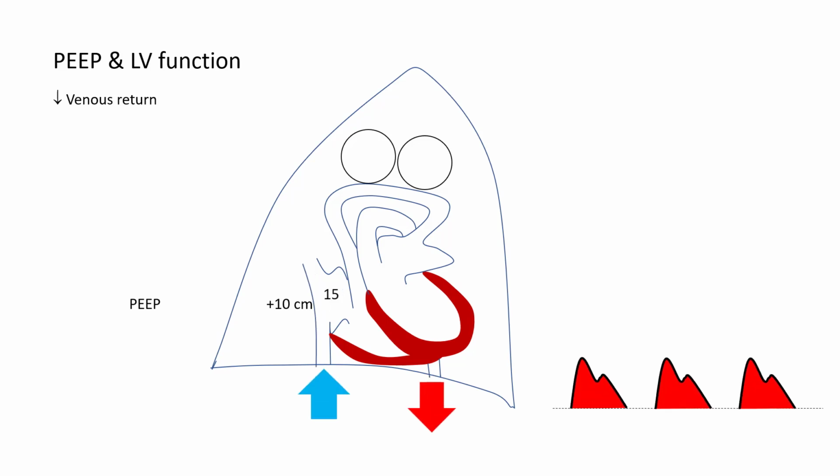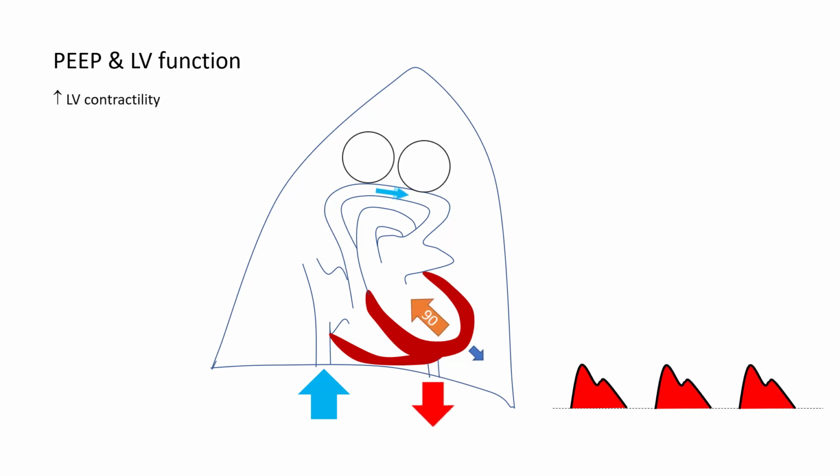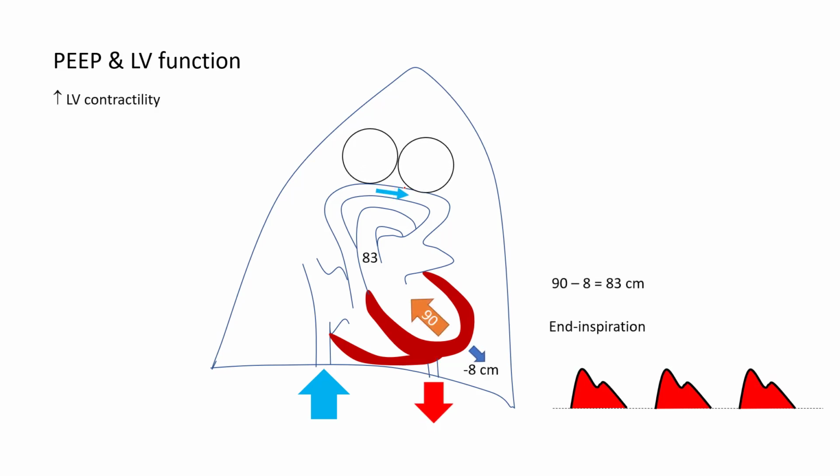However, when you have elevated right atrial pressures, the venous return is not significantly changed. PEEP improves the LV function. It causes decreased venous return to the left side, so it decreases your preload and thus the volume status of the LV improves. The other thing that happens is it also improves the afterload of the left ventricle.